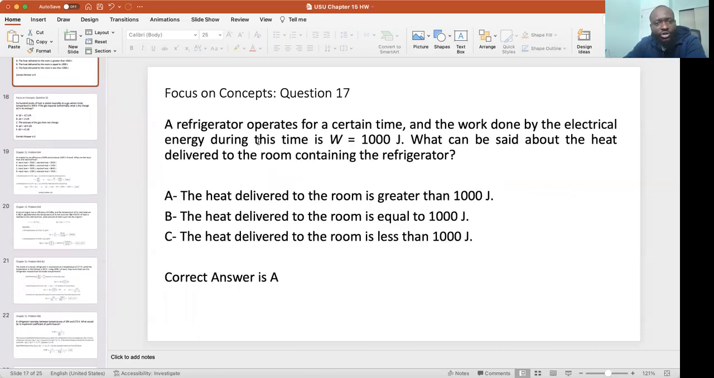It says a refrigerator operates for a certain time and the work done by the electrical energy during this time is 1000 joules. What can be said about the heat delivered to the room containing the refrigerator? So if the work done is 1000 joules, the heat delivered must be greater than 1000. It's like the one going to the hot reservoir. The heat to the hot reservoir must be higher than the work, because you need to have some coming from the cold reservoir. So A is the correct answer in this case.